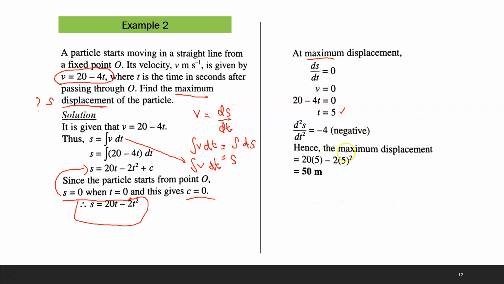Okay, hence the maximum displacement is 50. Kita boleh kata maximum displacement is by using this formula yang ini, 20 times t, t kamu adalah 5, minus 2 times t square again. So this is your 50 meter. Itulah dia punya displacement, maximum displacement.